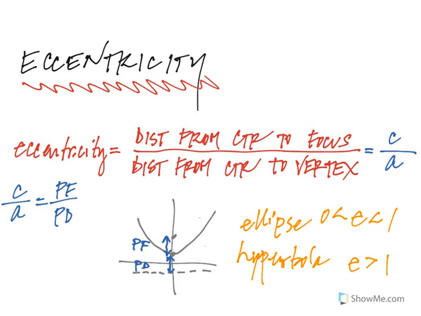And if you recall, both of those are 1 over 4a, which means C and A, or PF over PD, are equal to one another, which means for a parabola, they are equal to 1. So I could squeeze that in there, but I don't think I can write small enough. Eccentricity is equal to 1 for a parabola.